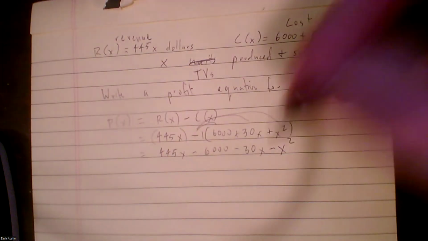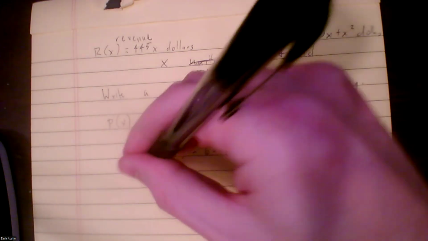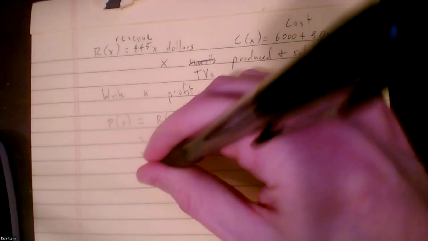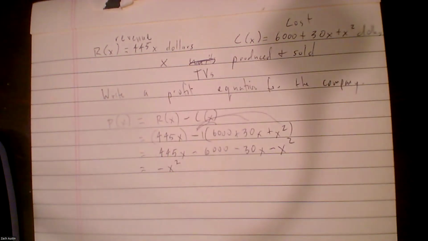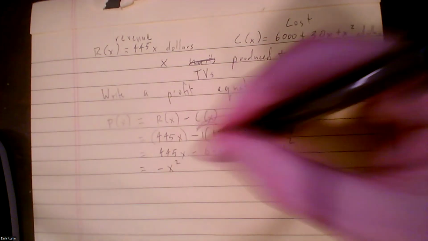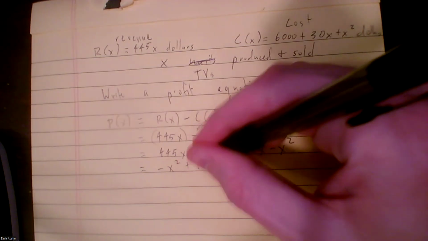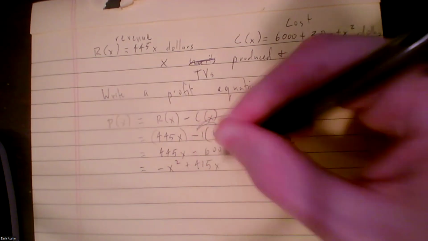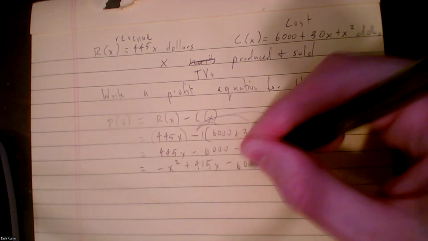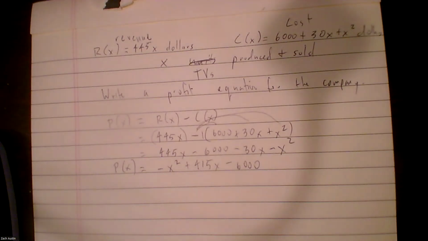Okay, I'm going to go ahead and clean this up a little bit. I'm going to start by putting it in descending order. I'm going to start with the -x squared out front, and then I can put together the 445x minus the 30x, since those are like terms. That's 415x. And then finally, I'll bring down my constant term, which is just that -6,000. And so we've made a profit equation out of this particular problem.